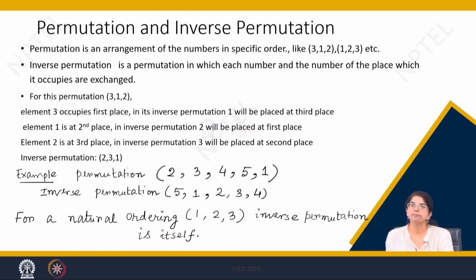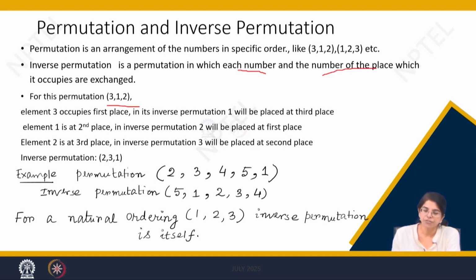So permutation and inverse permutation. Already you have a slight idea regarding permutation. Rank is also a permutation, an arrangement. Permutation is an arrangement of the numbers in a specific order like 3 1 2, 1 2 3, etc. An inverse permutation is very interesting: it is a permutation in which each number and the number of the place which it occupies are exchanged.